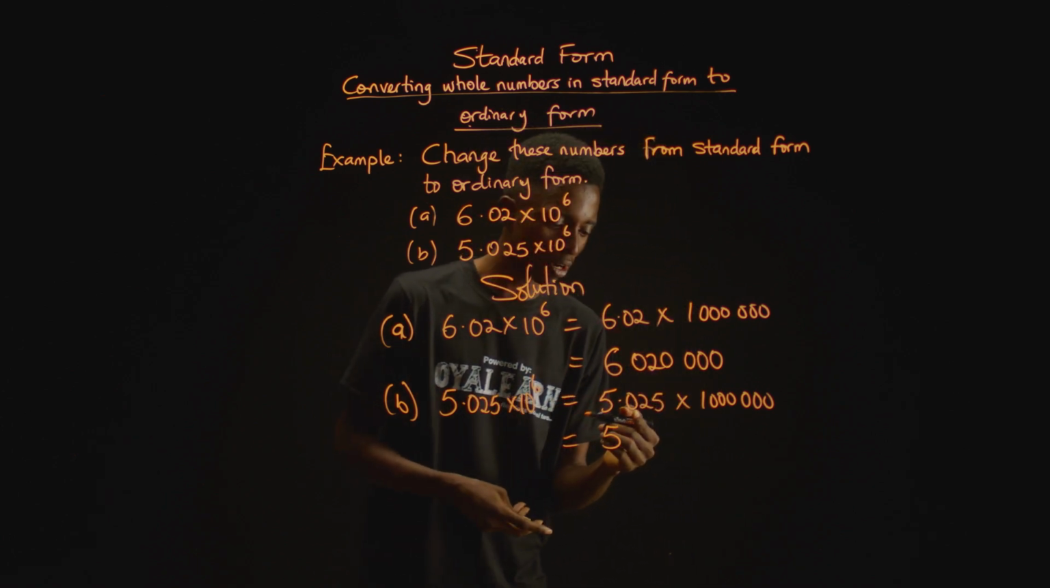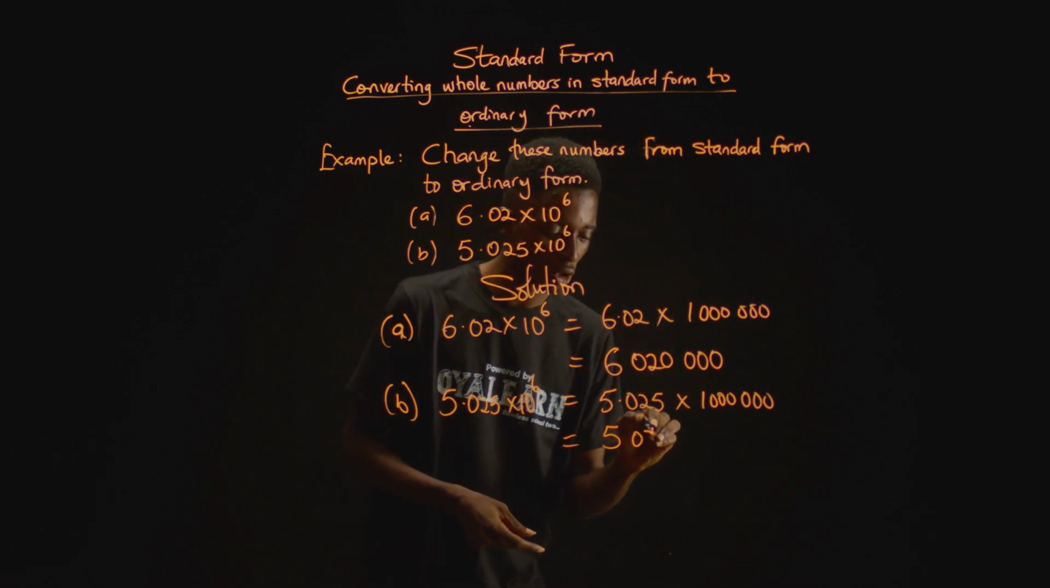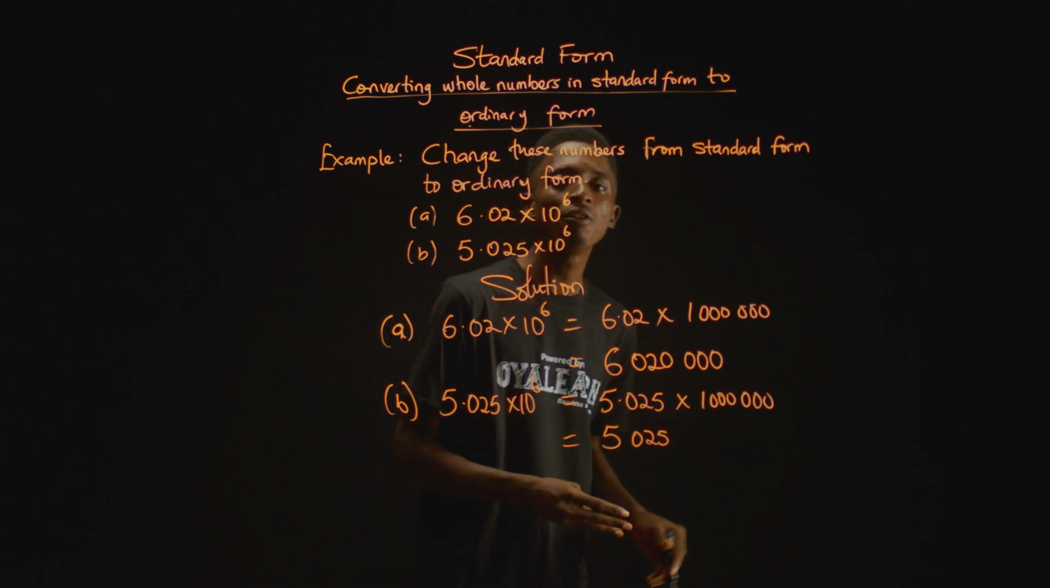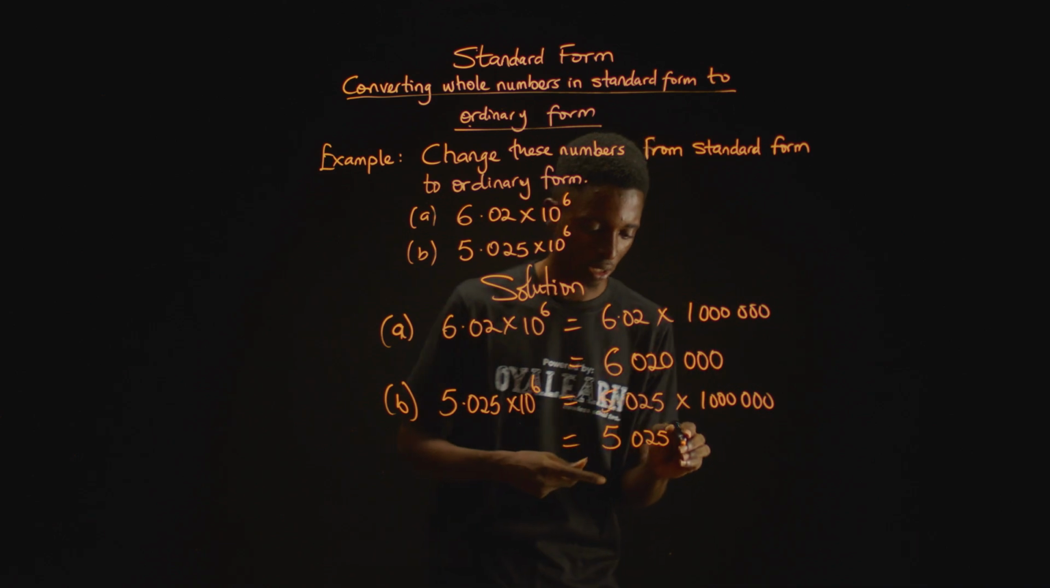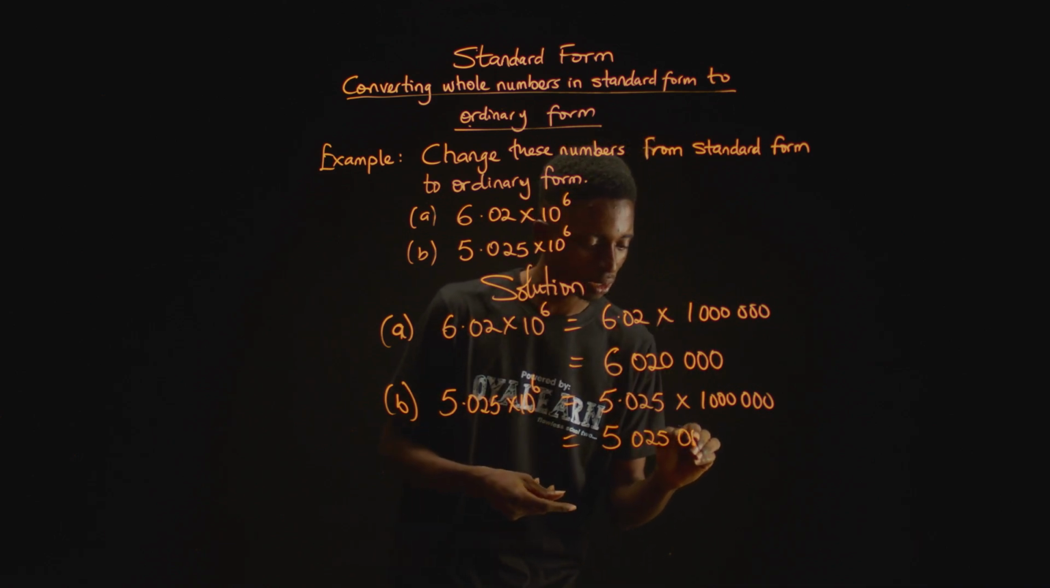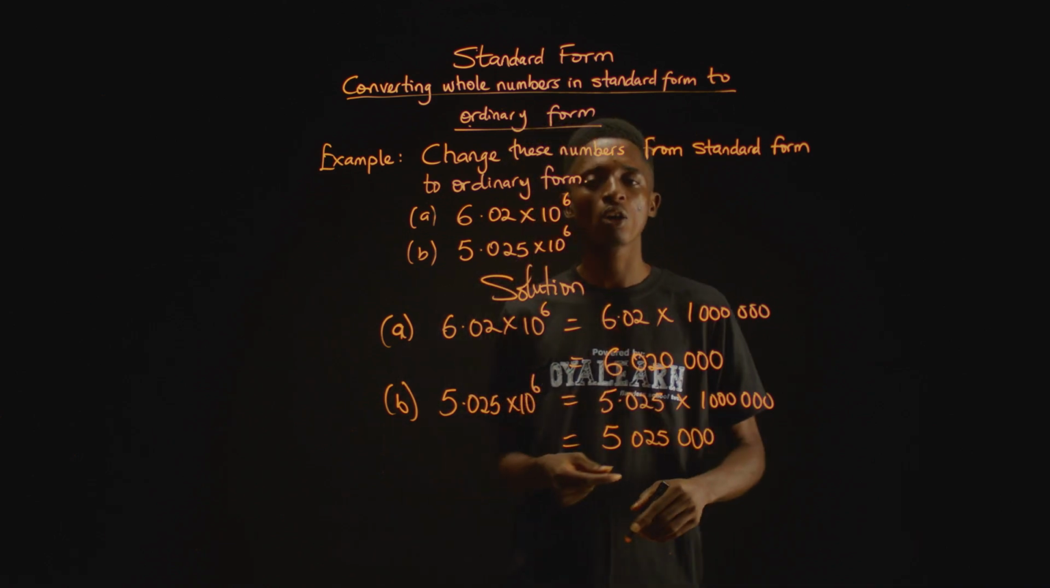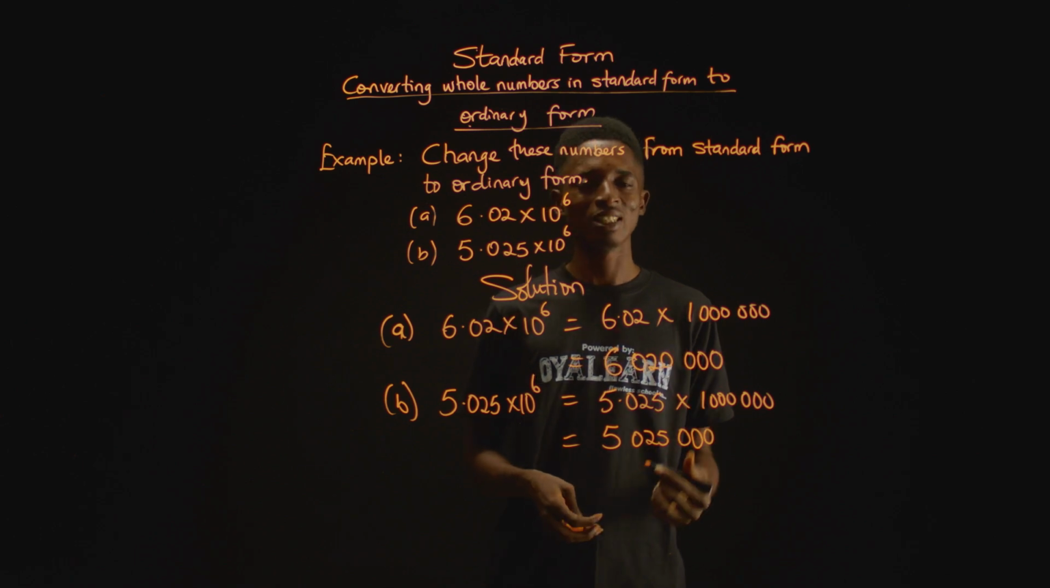So of that 6, we already have 3 here, which is 0, 2, 5, leaving us with 3 more spaces to fill, which we will then fill with zeros. So we have 3 zeros, 1, 2, 3, giving us 5,025,000.